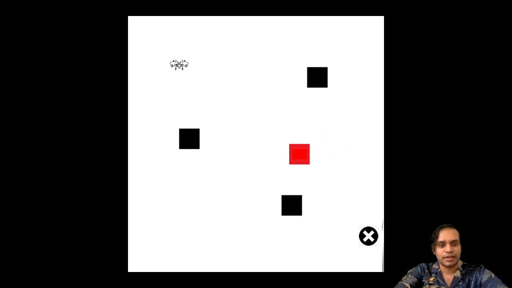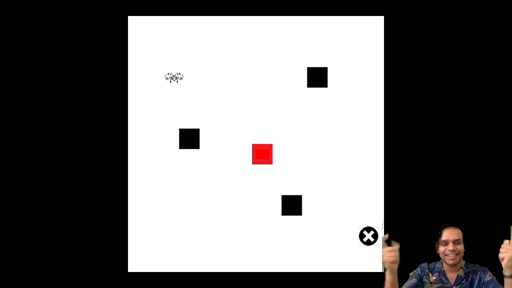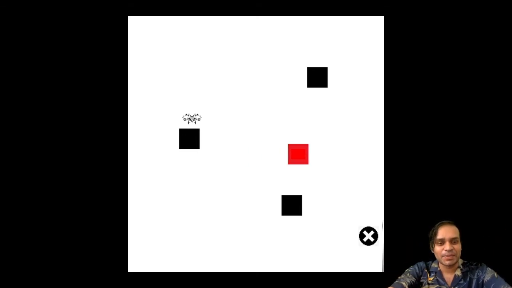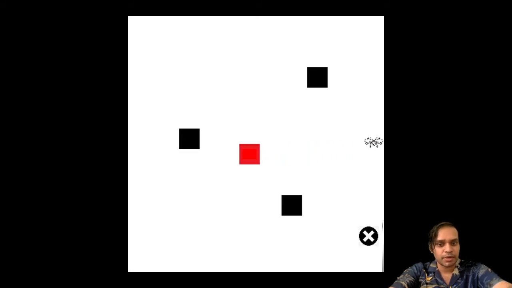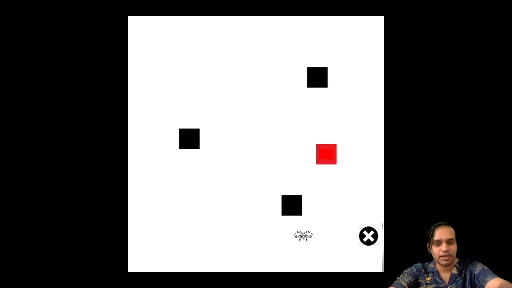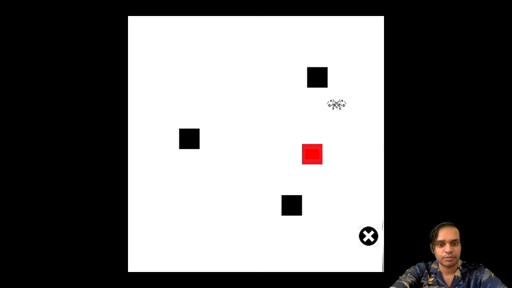Okay, let's see. How about that? It's about to hit the target. Yes, it did. Okay, and now it's back to learning again. At least it hit the target once. It's becoming less wobbly. Look, it just circumnavigated around the red block. Once again, it hit the target. Okay, so it keeps doing this again and again. It has learned something now.